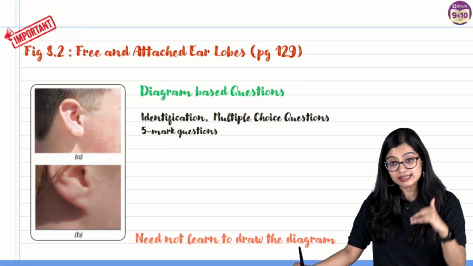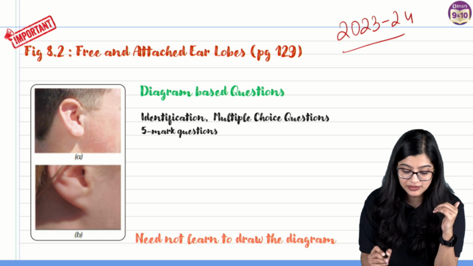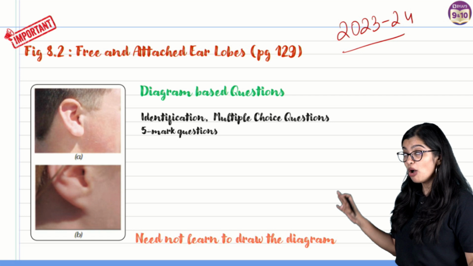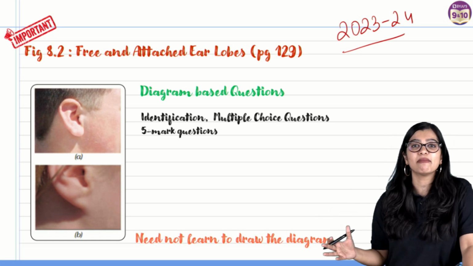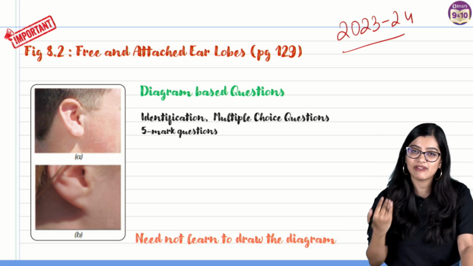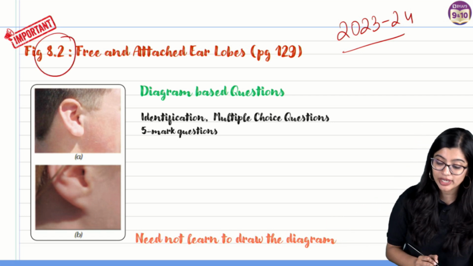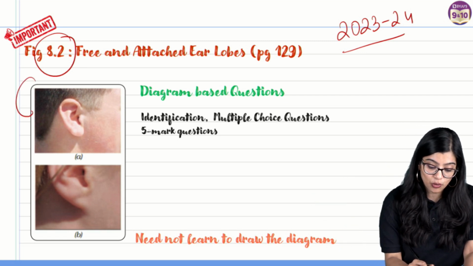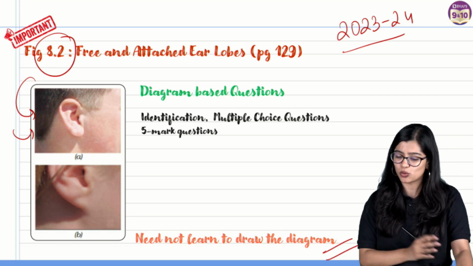Now, of course, in this year, that is 2023-24 sample paper, we have seen a question that is based on free and attached earlobes. And normally from heredity chapters, we see that 5-mark questions are common. Now, in 5 marks, it's not that there'll be one question and you get 5 marks for that. But in 5 marks, there'll be various subparts also. And it's pretty scoring. So here we see that figure 8.2 is important because this is something that we've observed in this year's sample paper. So don't forget to just observe these kind of diagrams that are there. You don't need to learn how to draw.